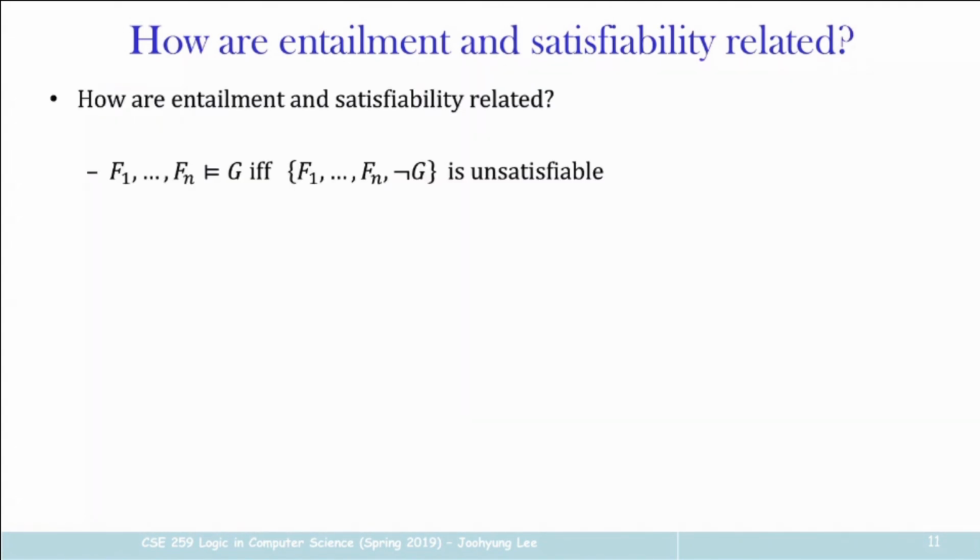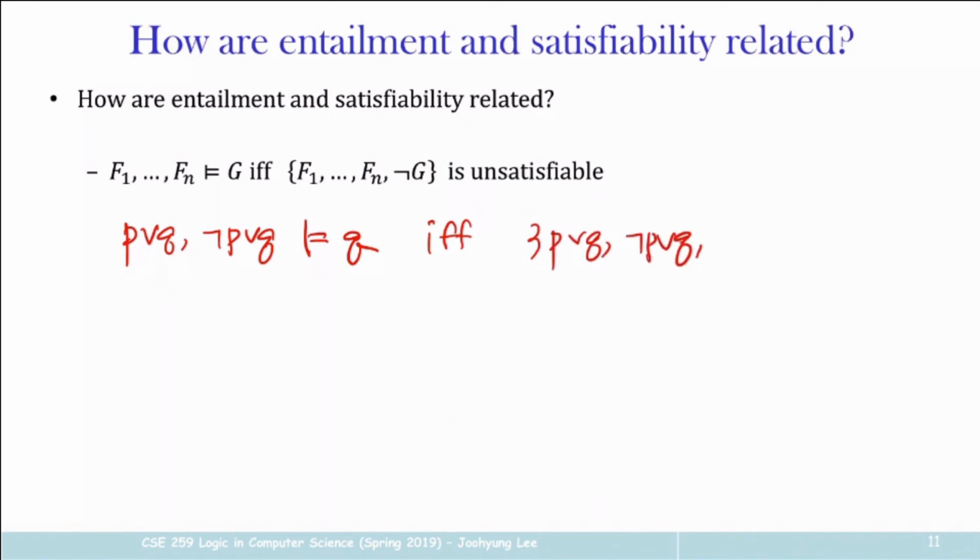How are entailment and satisfiability related? Okay. So this is the relation. So let me actually give you an example. As we just saw in the previous slide, this entailment is true. And you will see that this is actually same as saying this set is unsatisfiable. Okay? Why?